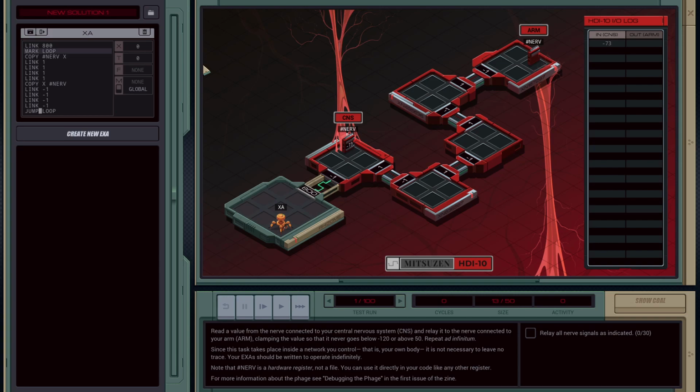Oh, right. So there's a test value thing. Test: compare the value of the first operand to the value of the second operand. If they're equal, set the T register to 1. Otherwise, set the T register to 0. The same syntax is used. So I could test if the value I take in from the... I don't even know what it's called, but from the CNS, is less than negative 120. And if it is, I could probably change it to negative 120. Yeah, I think that's probably the best way to do it.